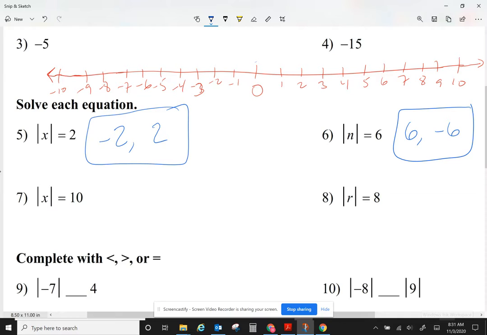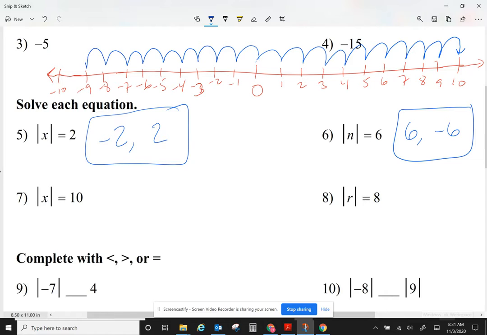All right, now looking at question number 7, I am 10 spaces away from 0. So if I go to the right of 0, let me go 10 spaces. I'm going to go 1, 2, 3, 4, 5, 6, 7, 8, 9, and 10. If I go to the left of 0, I have 1, 2, 3, 4, 5, 6, 7, 8, 9, and 10. So I finish at -10 and +10. So my answer will be -10 or +10.